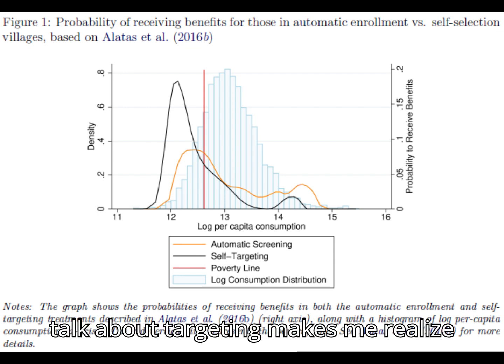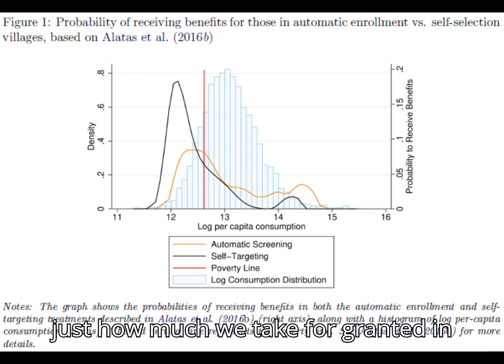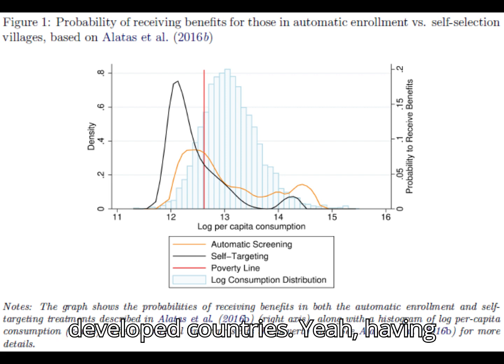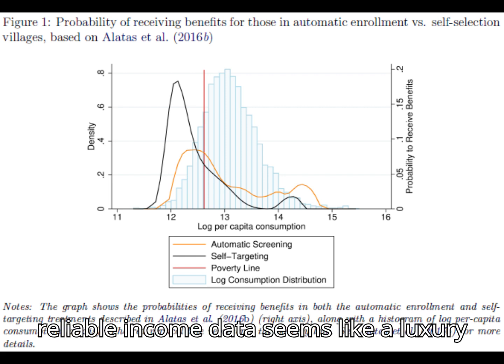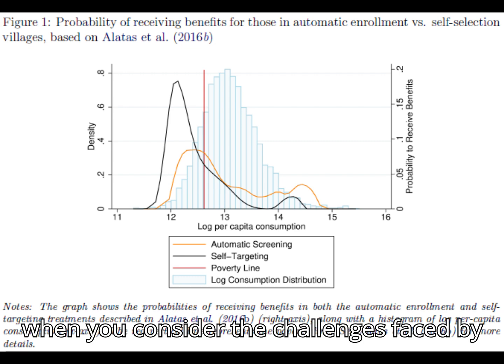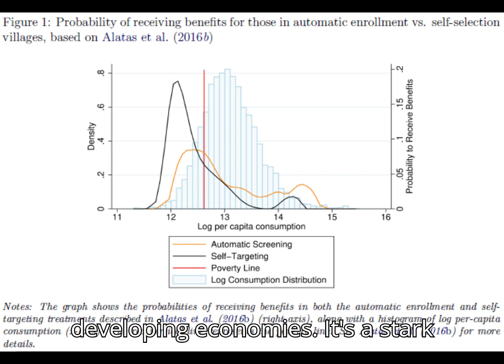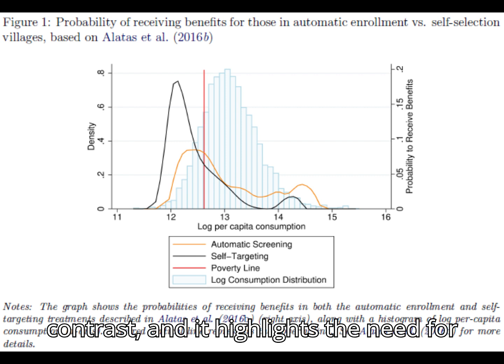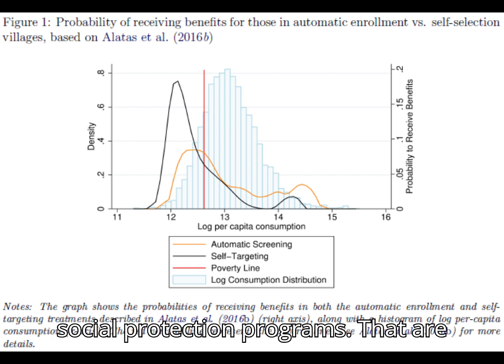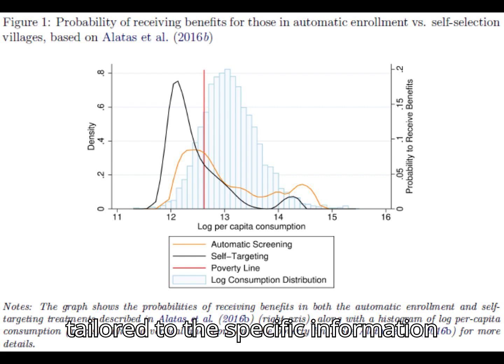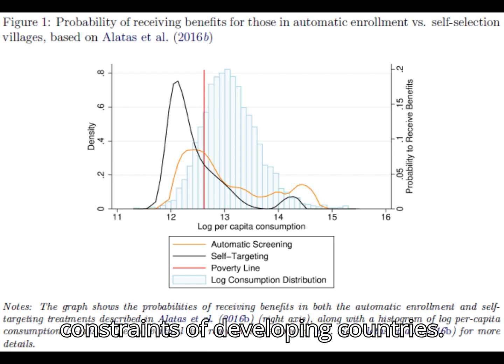All this talk about targeting makes me realize just how much we take for granted in developed countries. Having reliable income data seems like a luxury when you consider the challenges faced by developing economies. It's a stark contrast. And it highlights the need for social protection programs that are tailored to the specific information constraints of developing countries. It's not just about replicating what works elsewhere. It's about being innovative and responsive to the unique challenges on the ground. Those are really good points.